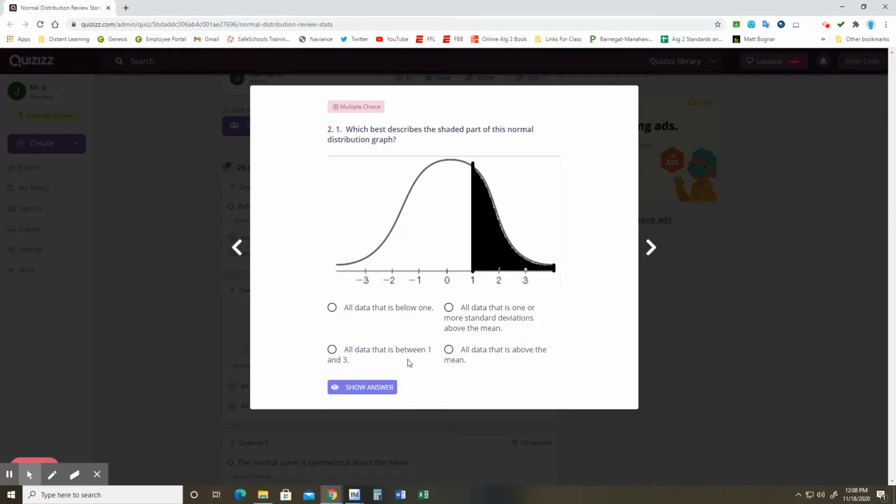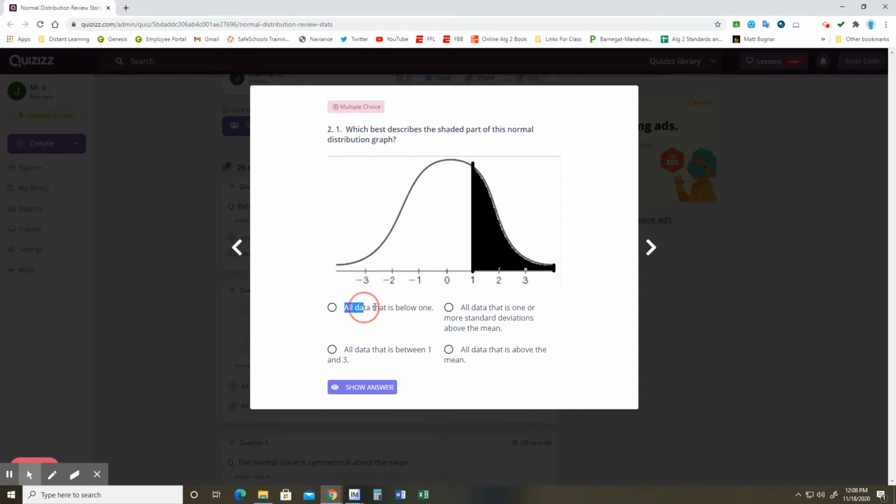What this question is asking is which statement best describes the shaded part of the normal distribution. All data is below 1. All data that is 1 or more standard deviations above the mean. All data that is between 1 and 3. All data that is above the mean.